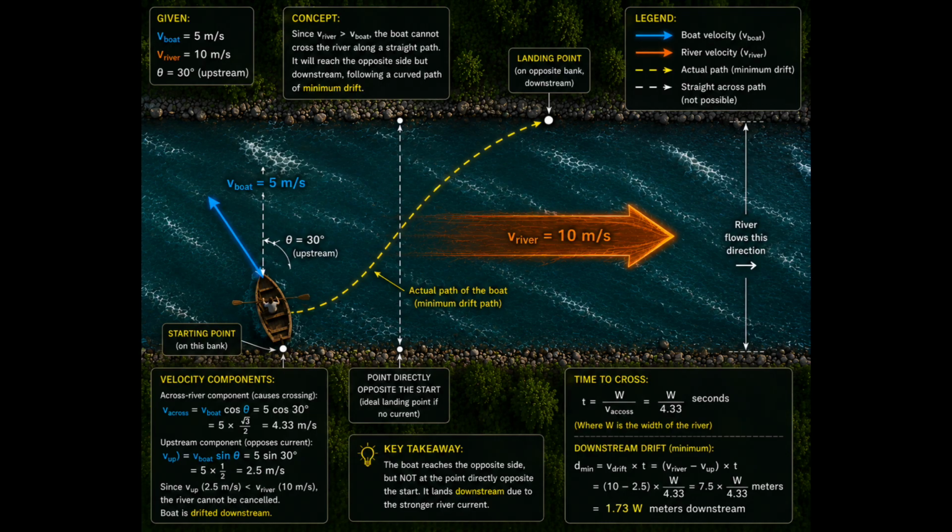But the river current is flowing at 10 meters per second. That means the upstream correction is too small to cancel the river flow. So a perfectly straight crossing becomes impossible.